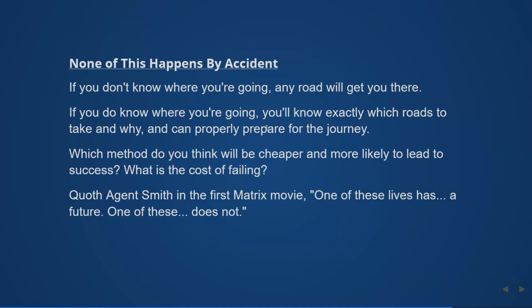If you remember the first Matrix movie, and that should be the only one anyone actually acknowledges, remember something Agent Smith says to Neo early on. One of these lives has a future. One of these does not. That's probably the best line of the movie. So, which life do you want?